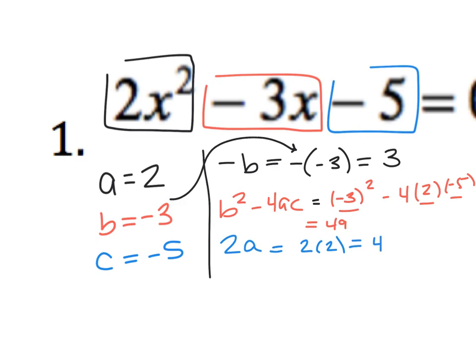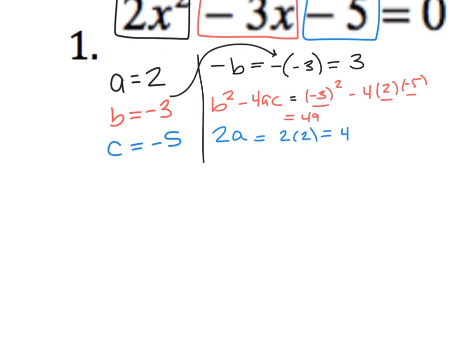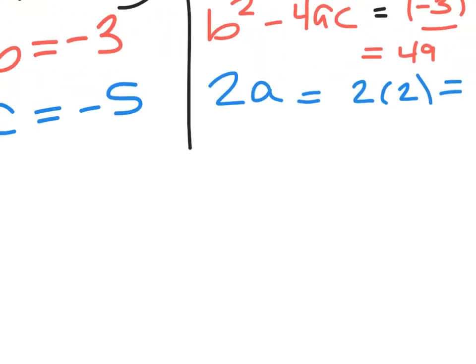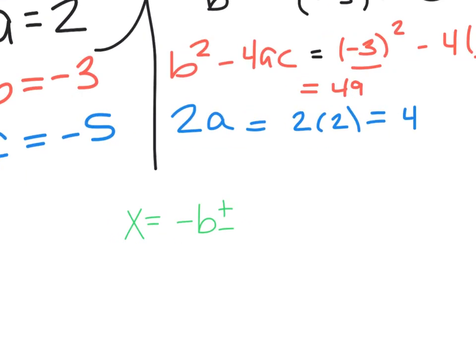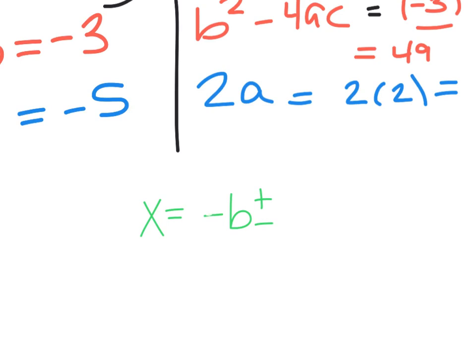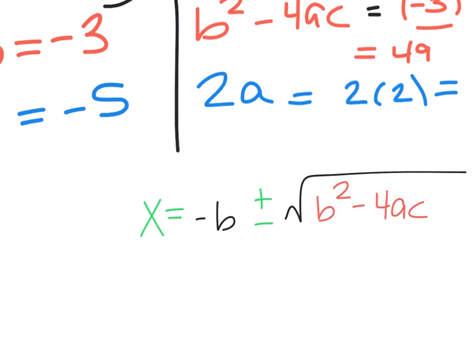I now simply substitute these into my quadratic formula. We know x equals negative b plus or minus the square root, and actually let me color code this one second. Plus or minus the square root of b squared minus 4ac all over 2a.